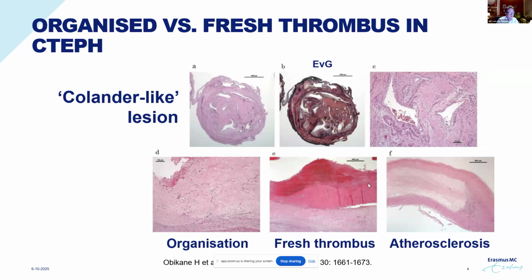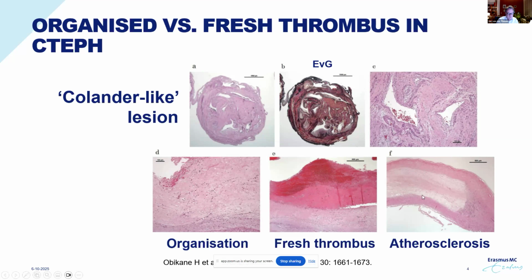You can also accentuate this by doing an EVG stain, looking for elastin, and you can appreciate the mature blood vessels that are formed in these columnar-like lesions. But other types of lesion in CTEPH can be seen to be less mature, with organization of thrombus, and potentially sometimes also with formation of fresh thrombus on top of old, more organized lesions, suggesting that there may be ongoing thrombosis in these arteries.